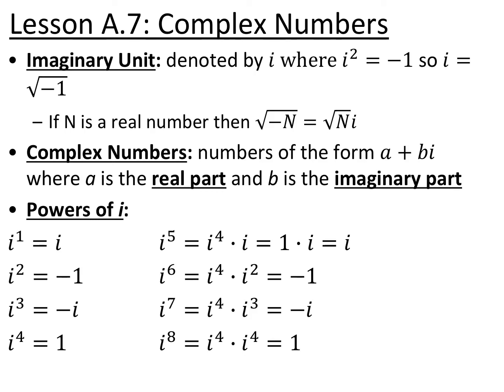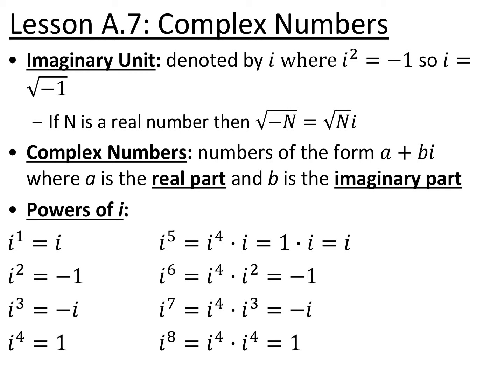Lesson 8.7 is complex numbers. I would pause the video and write down these notes. An imaginary unit is denoted by the letter i, where i squared is equal to -1. In the past, we've always said that we can't take the square root of negative numbers. Now we're defining the square root of -1 to be this letter i. So it's going to be our imaginary component.